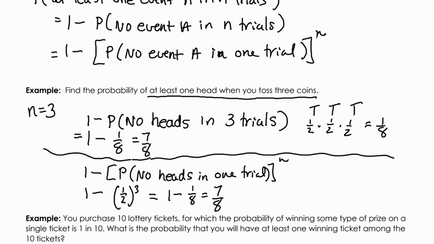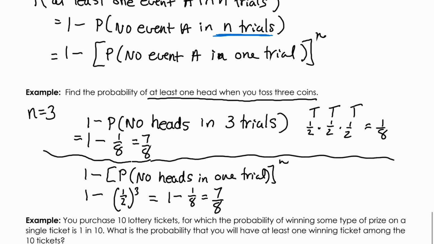So I would take 1 minus 1/8, because 1/2 times 1/2 times 1/2 is 1/8, and I would still get 7/8. The big difference between these two formulas that I want to point out is that in the first formula, it's talking about the probability in all the trials, and in the second formula, it's talking about the probability in just 1 trial.